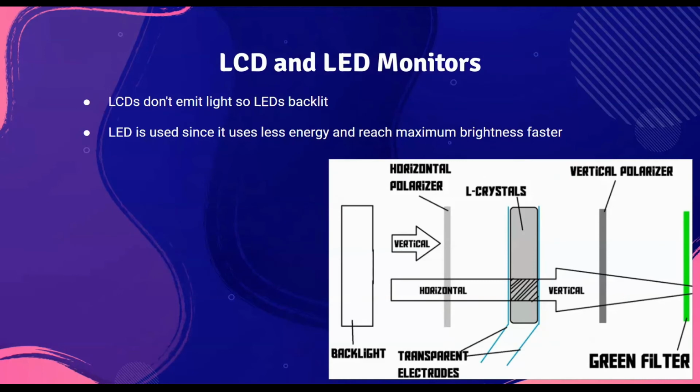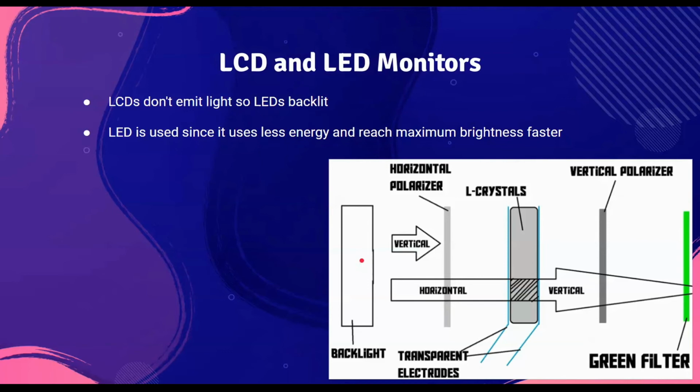Coming back to this slide, the image shown here shows a green subpixel. If we need a red subpixel, we can change the green filter here to a red filter so it only allows red color. The total setup is an LCD. Going by the components one by one, first there is a backlight, which is typically made of LED to provide light to the subpixel. LEDs are used since they use less energy and can reach maximum brightness faster.